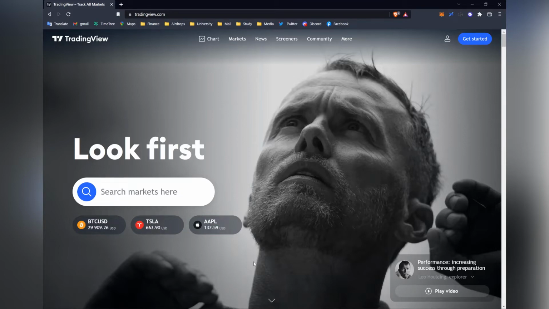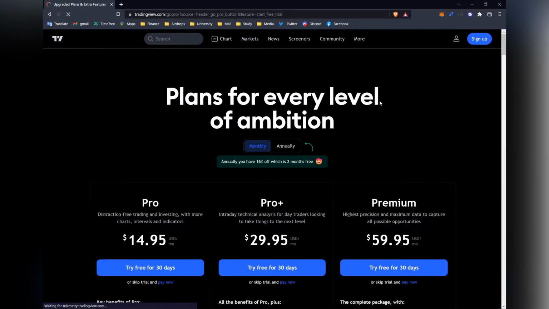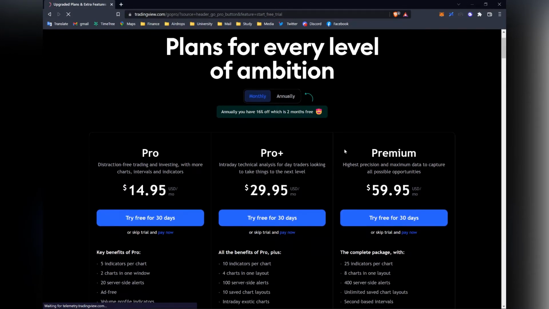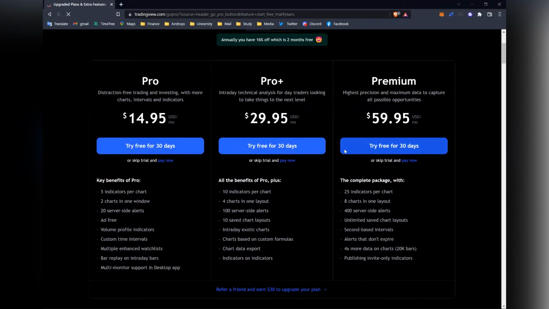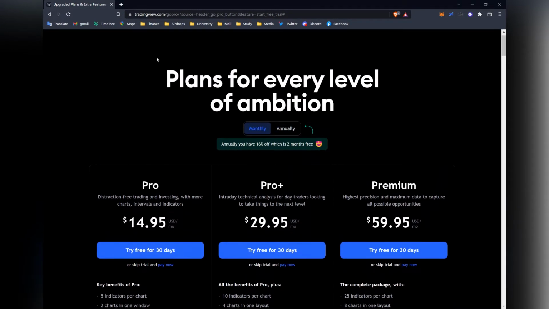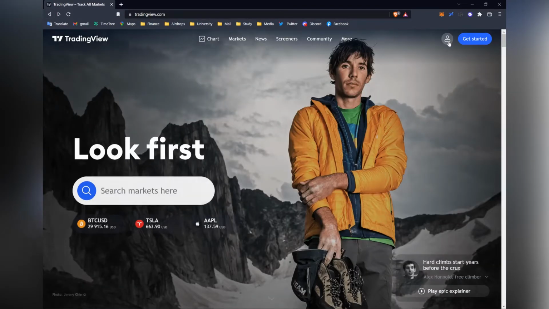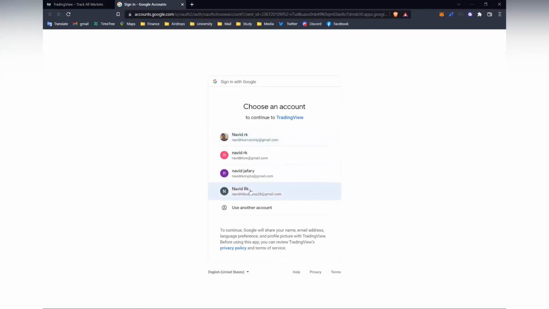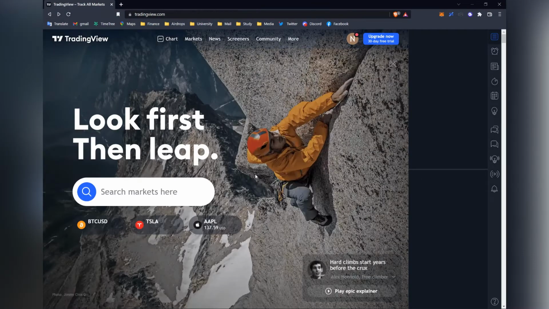Okay, as you can see, I'm already on the TradingView website. Making an account is so easy. You just go to Get Started. It shows you the plans they have, Pro, Plus, and Premium. You can read their options and choose which one you want if you want to pay for the website. But if you want to use the free version, you go here and try to sign into your account with Google, using one of your Gmails, and yeah, you are connected.